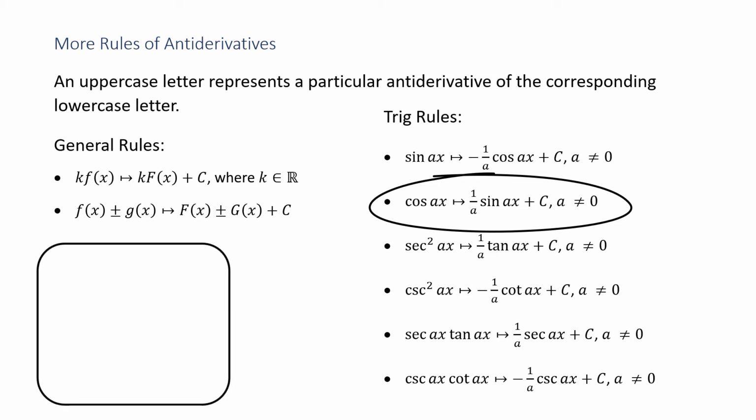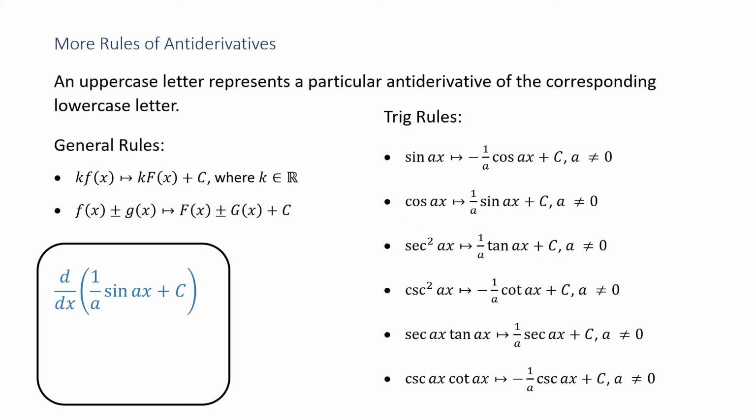Let's see what it looked like with derivatives. That is, if you wanted the derivative of 1 over a times sine ax plus c, the derivative of sine is cosine, so we have cosine ax. The constant 1 over a stays put. Using the chain rule, you must multiply by the derivative of ax, that would be a, and then plus the derivative of the constant c, which is 0. That simplifies to cosine ax.